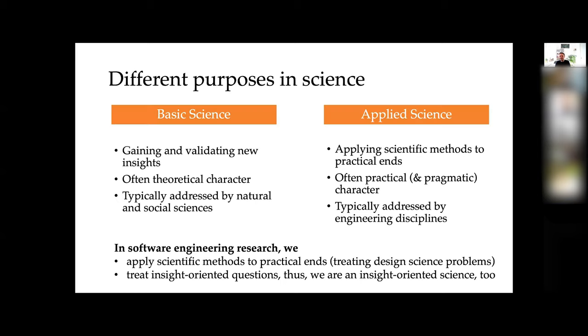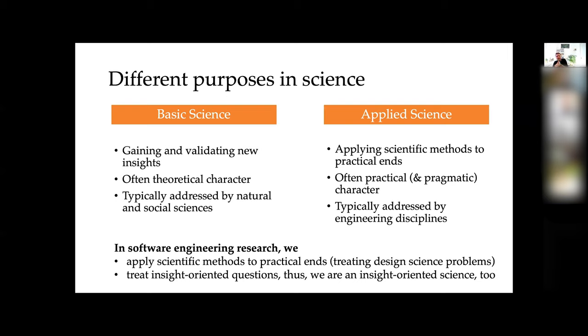So very good. In the very essence, you have not only two sides of the medal, but you also have two sides of the medal of the purpose of science. If, again, we try to draw a black-and-white picture of science, we have what we call basic science, or more fundamental science, where we deal with more insight-oriented questions, questions where we try to understand what is out there. These questions tend to be answered more by the natural and the social sciences. Computer science is the more mathematically oriented natural science. It is a natural science.